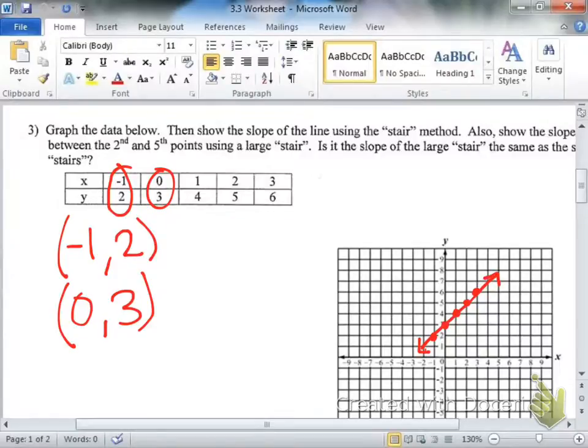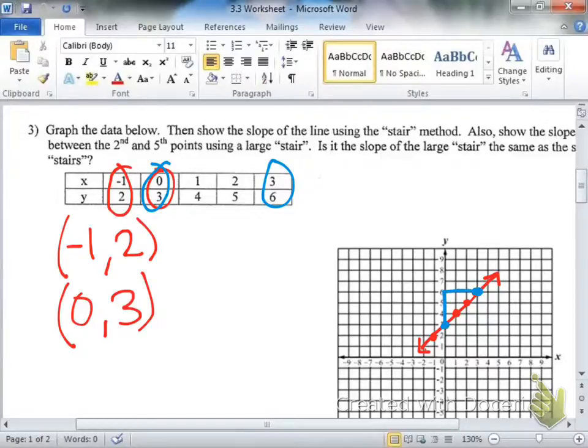Now, after you graph the points, we are supposed to find the slope. So pick any 2 points you want. In the directions, it says to use the 2nd and the 5th, so I'll go with that, but really any of the points will work. But I'm going to use 0, 3, and 3, 6, just because the directions wanted me to. Doesn't really matter. Okay, I'm going to rise 3 and run 3.